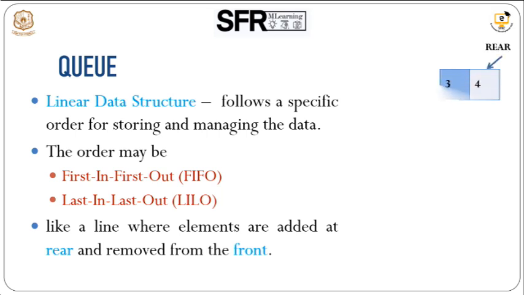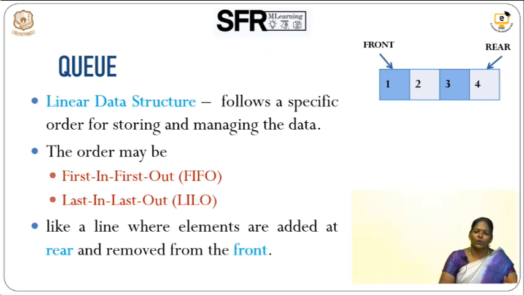And the main difference between stack and queue is here we have two pointers. One is pointing to the front end and another one is pointing to the rear end. Not like stack where all the insertions and deletions are happening at the single end, here both are happening at two different ends. So, here the order followed is first in first out or last in last out.